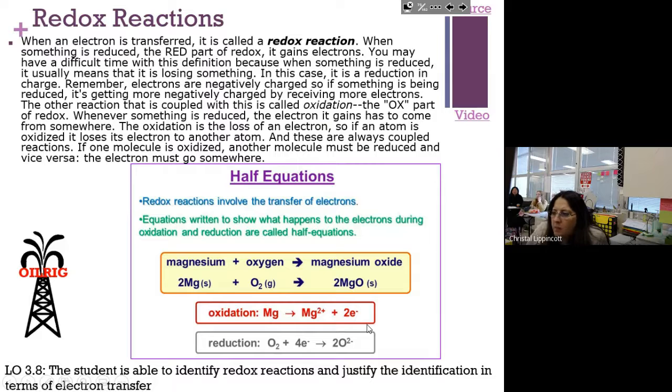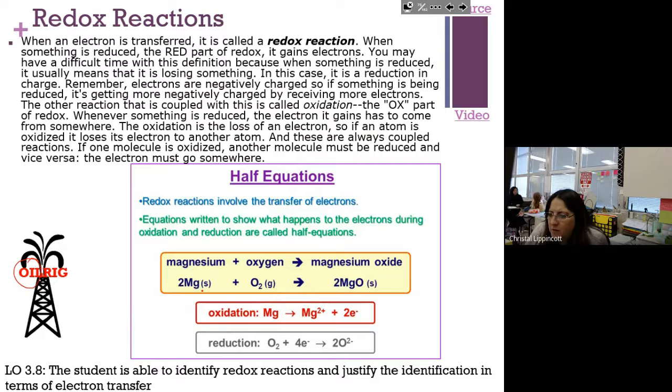All right, then we had redox. Remember, my preferred acronym is OIL RIG, but you can go LEO goes GER if you'd like. Oil rig is the one that I use. So remember when we're transferring these, you've got to look.